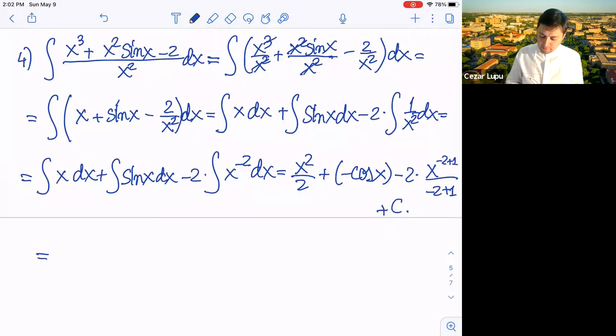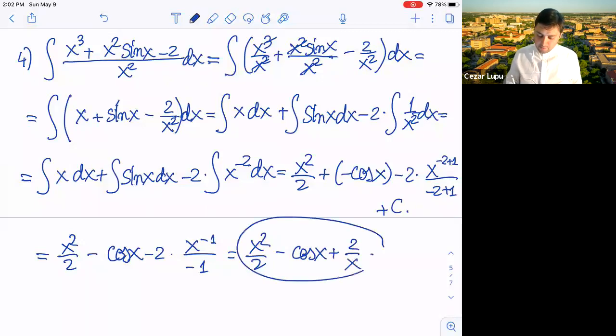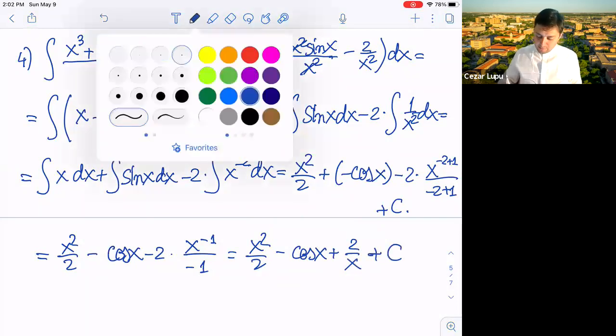And now let's put everything together. So this would be x squared over 2 minus cosine of x minus 2 times x to the negative 1 over negative 1. Or if you want, x squared over 2 minus cosine of x plus 2 over x. And that's the final answer. Plus c, don't forget about that. And that's your final answer.